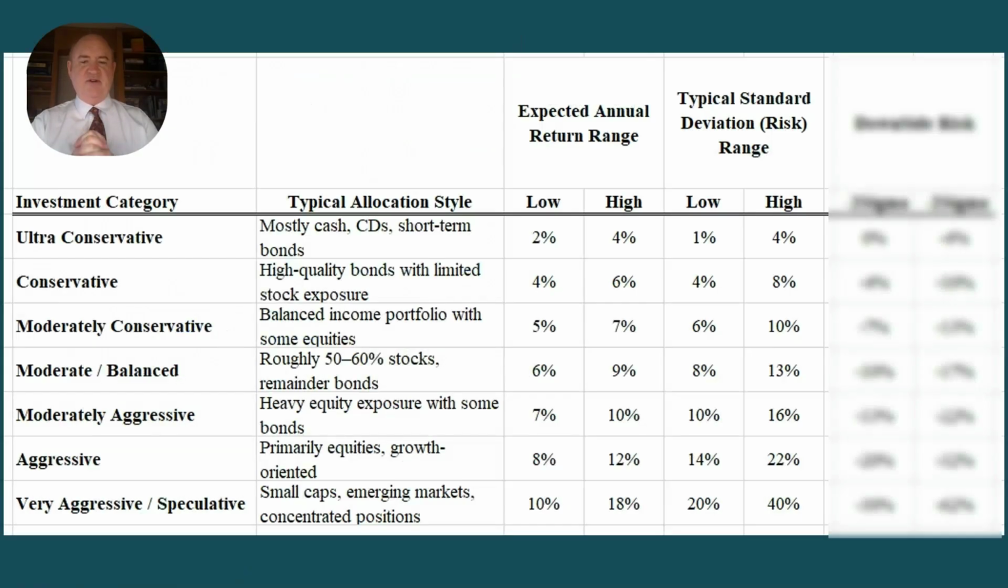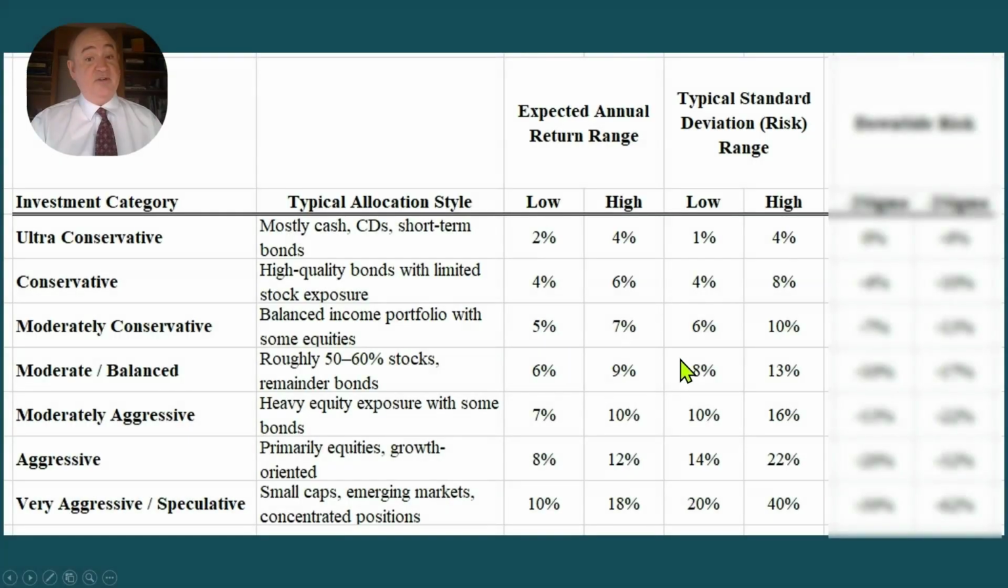Here are the standard risk categories. We've got from ultra conservative all the way out to very aggressive speculative. We have the expected return range of each, and the typical standard deviation of each. Now let's take a look at one of these. We're going to look at moderately conservative. If you are moderately conservative, it means you expect a return between 5 and 7% with a standard deviation of 6 to 10%, and you're going to be invested in a balanced stock and bond portfolio.